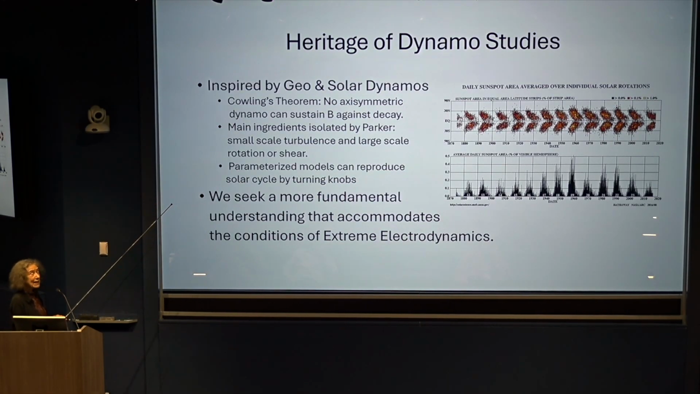So the main ingredients of the dynamo were first isolated by Eugene Parker back in the 50s. The key ingredients are small-scale turbulence and some kind of large-scale rotation or shear. And if you describe their effects by a couple of parameters and turn the knobs, you can reproduce the solar cycle. And this was done for many years.